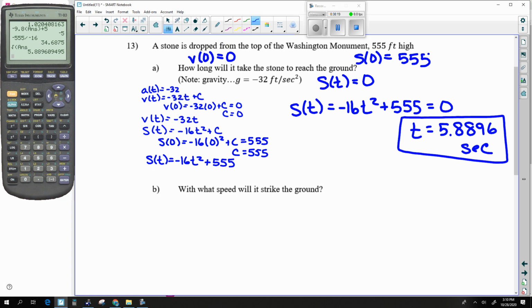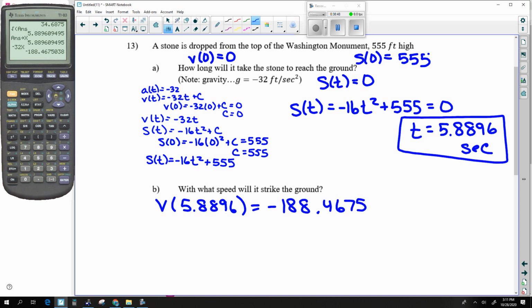At what speed will it hit the ground? So again, if it takes that long, I want to know what is the velocity at 5.88 and so on. So the velocity is -32t. So this is cooking at 188.4675 feet per second.